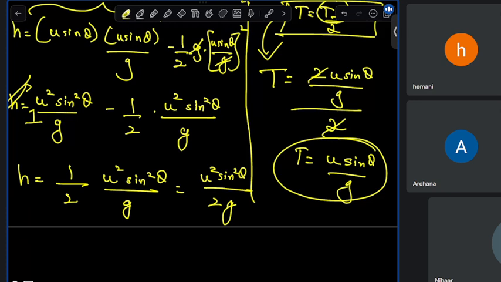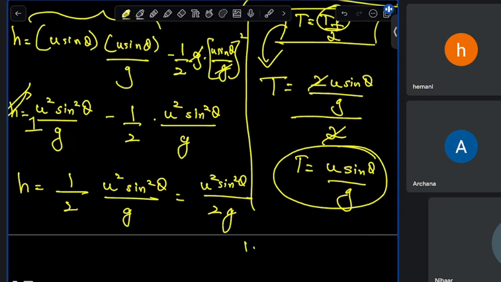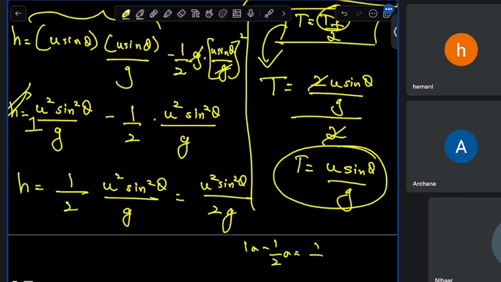You copy the same letters. That's all. So just because it's 1 by 2, you copy the same letters. What is 1a minus half a? Correct, no? Just because it is a and a, you'll copy a.